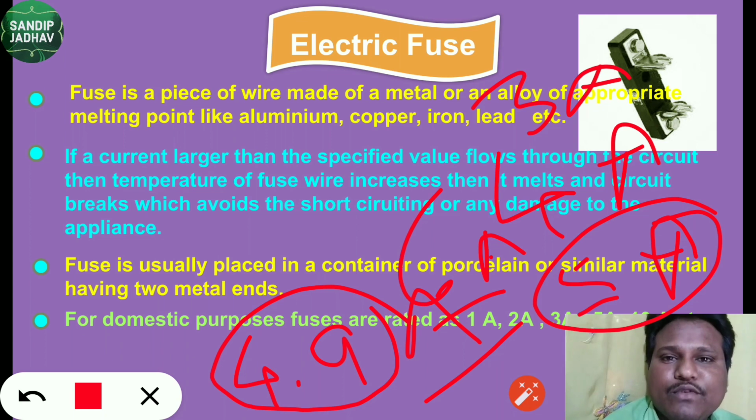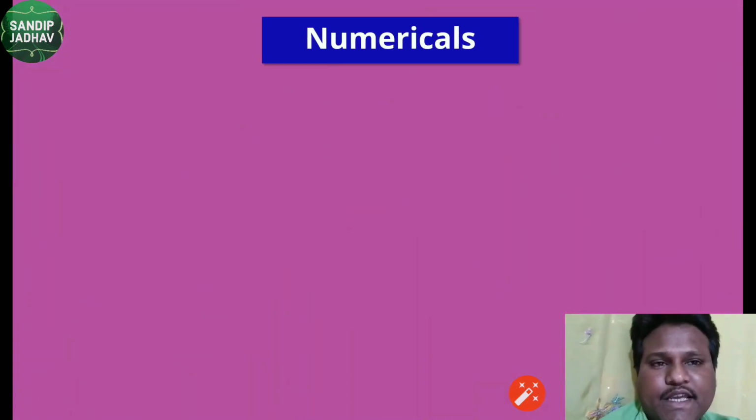than 5 ampere flows through the circuit, then that fuse melts due to the huge heat which is produced due to heavy current. And if the fuse is broken, we will say the circuit is broken and there is no current flow through the appliance, and there will be no problem of short circuiting or any damage to the appliance. So let's see some of the numericals related with the heating effect.